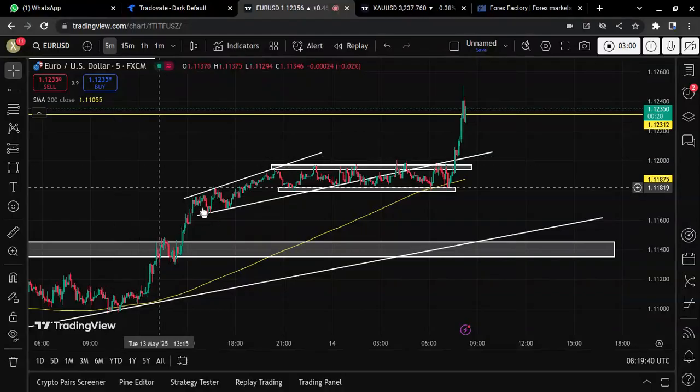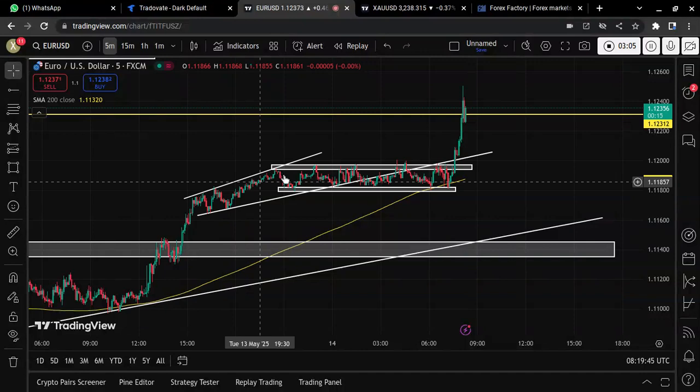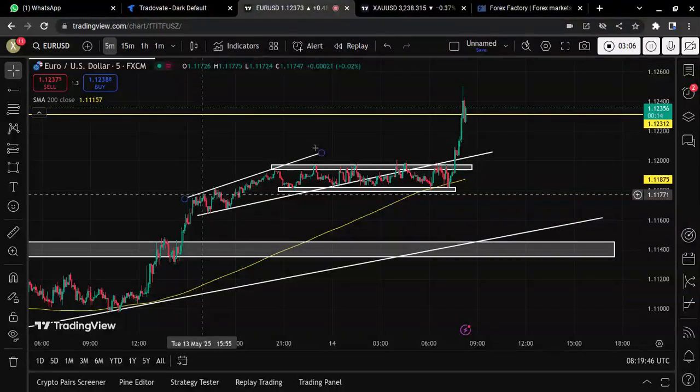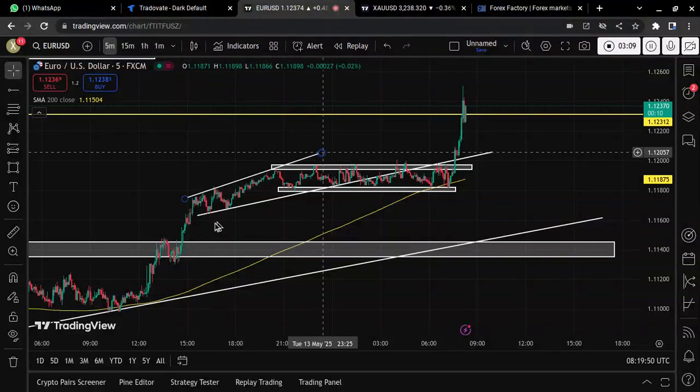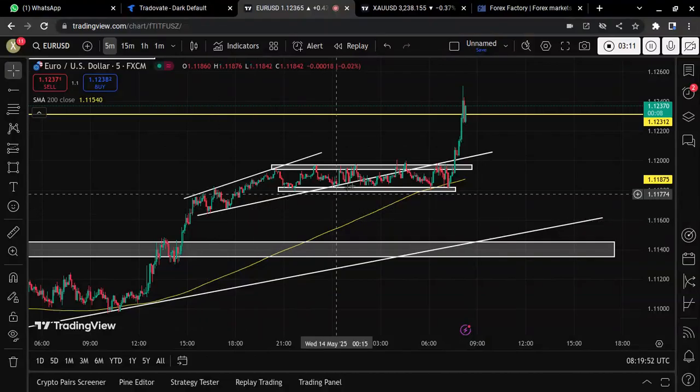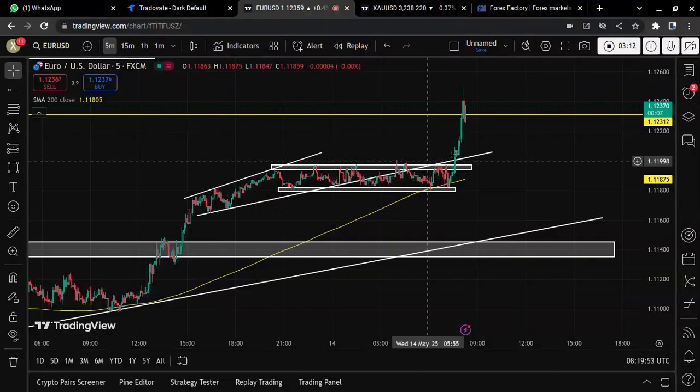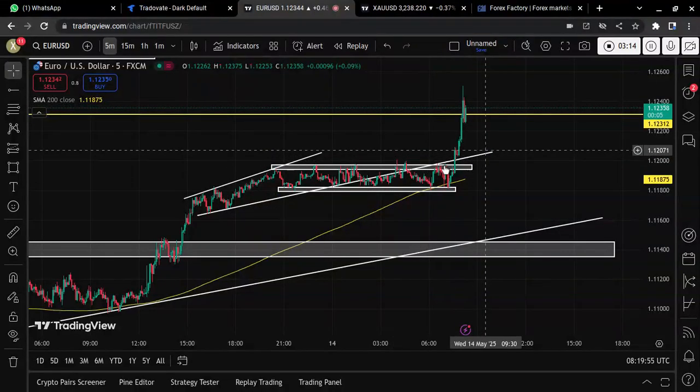So now this is what I look out for. We can see price ranging over here. I was watching this range, so I drew a resistance trend line here, and I drew a support trend line as well. You can literally see it here.